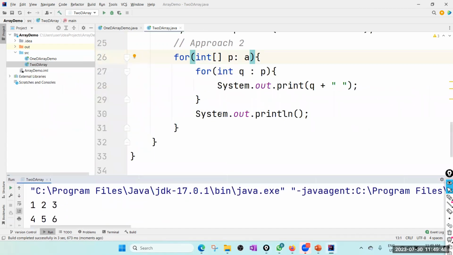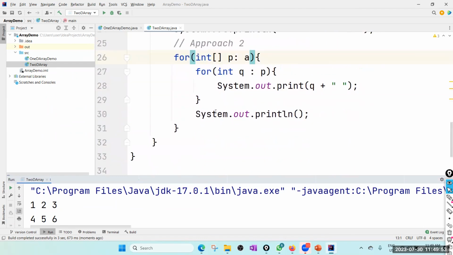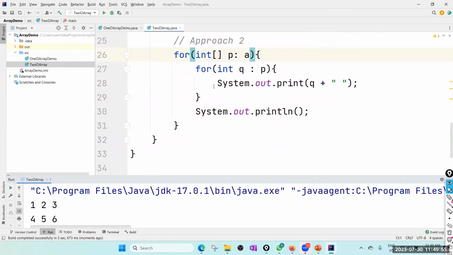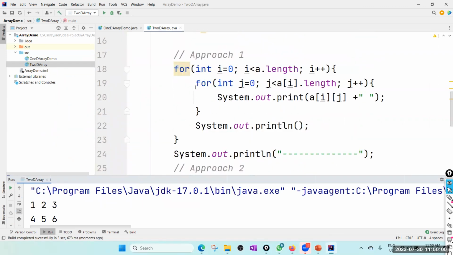First we use the normal for loop. Second time we use the compact for loop. And the good news is this work for odd shape arrays as well.